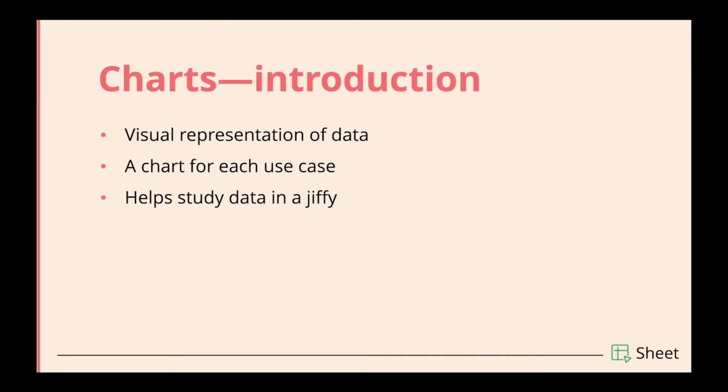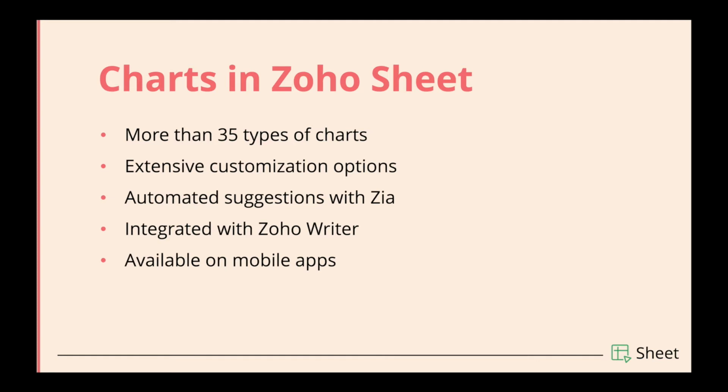So why should you use charts in your spreadsheet? Charts are commonly used for visually representing a set of data that you have in your spreadsheet. There are various chart types present, each commonly used for a specific data type or use case. In Zoho Sheet, we provide more than 35 different types of charts from which you can pick based on the data that you have. And along with that, Zoho Sheet also provides you with an extensive array of customization options using which you can make your charts look more contextual and visually appealing.